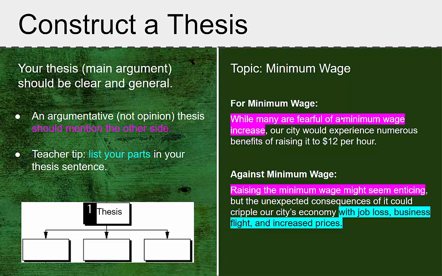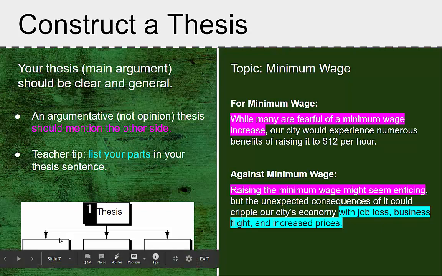While many are fearful of a minimum wage increase, here's now the main point: our city would experience numerous benefits of raising it to $12 per hour. That would be your thesis, the main point you're trying to make in a paper. One thing you could also do is to list your parts in your thesis. Usually you have your main point, but then you have maybe three reasons that you're going to show later in your paper, and each of these reasons becomes a paragraph. So you can do that in your thesis to preview your main points.